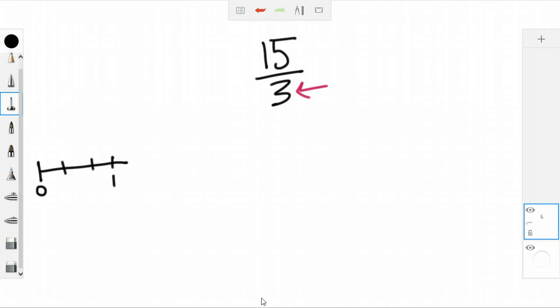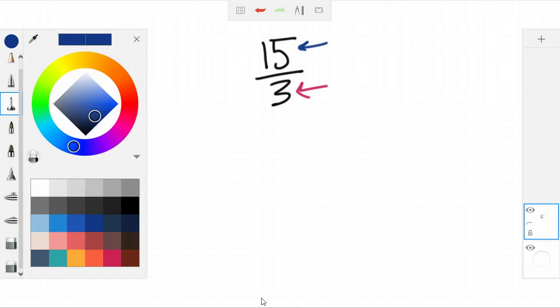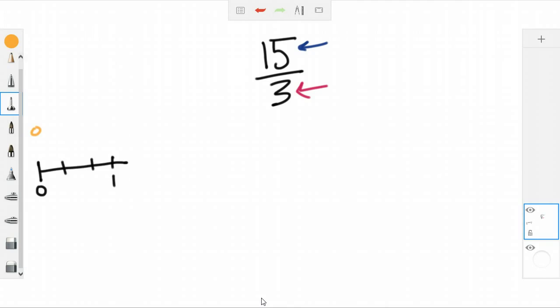And then I can look up here at the numerator. Okay, so how many thirds am I counting? I need to count up to 15/3. That means I'm going to need to extend my number line, because right here, what I've got so far is 0/3 here, and I can hop up 1/3, 2/3, 3/3, but I've got to keep going until I get to 15. So let's extend my number line here.